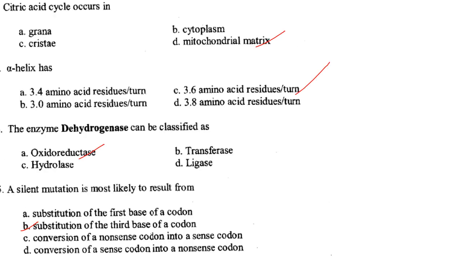Then citric acid cycle occurs in the mitochondrial matrix. Option D. Then alpha helix has 3.6 amino acid residues per turn, option C. Then next one, the enzyme dehydrogenase can be classified as an oxidoreductase, option A. Then silent mutation is most likely to result from substitution of the third base of a codon. Answer is option B, that is the Wobble hypothesis. So if you substitute the third base of a codon, it will code for the same amino acid. Okay, so it will result in silent mutation.